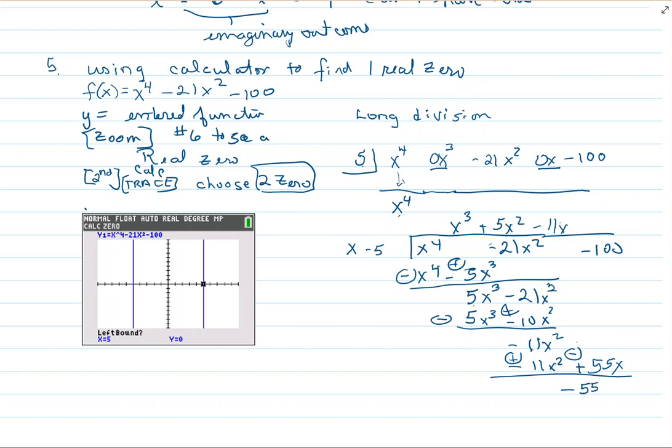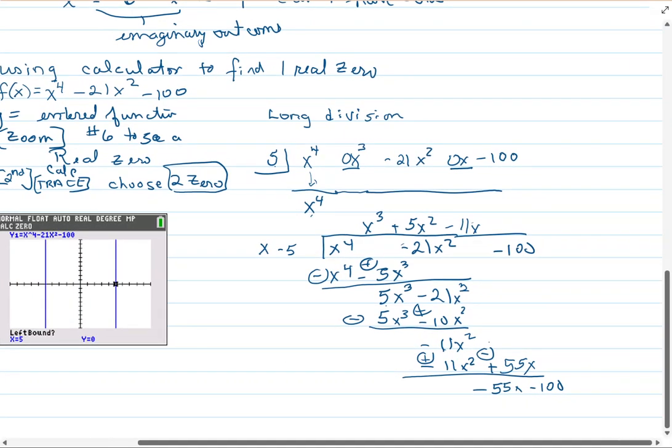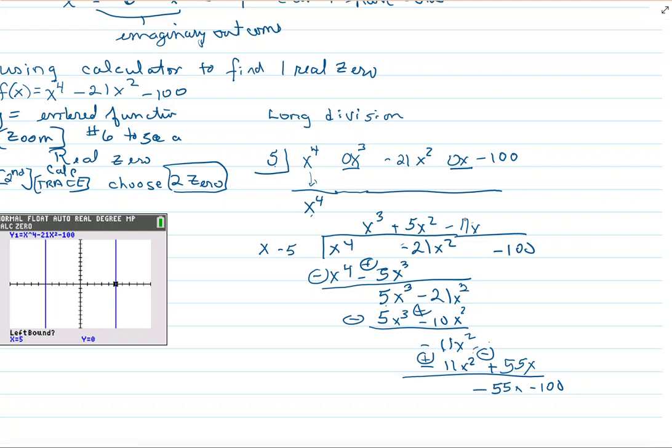Negative 55x minus that 100. And I should have a free number, so let me double verify what I just did. That's a positive, it's a negative 55x, but I have 100 here. And 55, it's not going to give me that 100. So I did something wrong here. Let me look at my math.